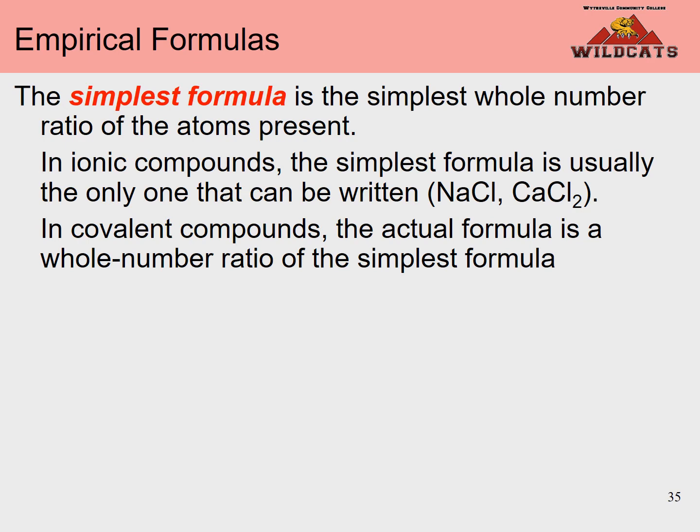So now what we need to do is transition from percents or masses into the simplest formula, also called the empirical formula. We always have the simplest formula for ionic compounds. Covalent compounds, remember, don't always have the simplest whole number ratio, and that's why we use prefixes. Remember carbon monoxide and carbon dioxide when we were talking about molecules in the previous chapter.